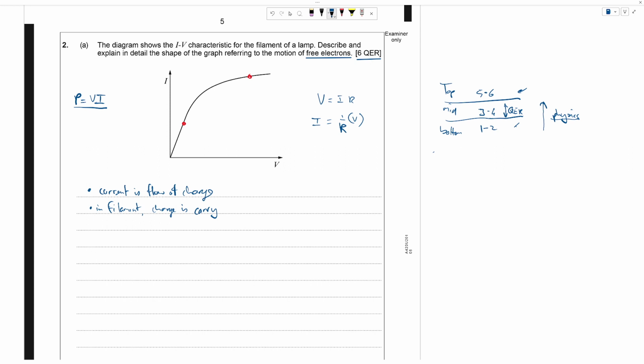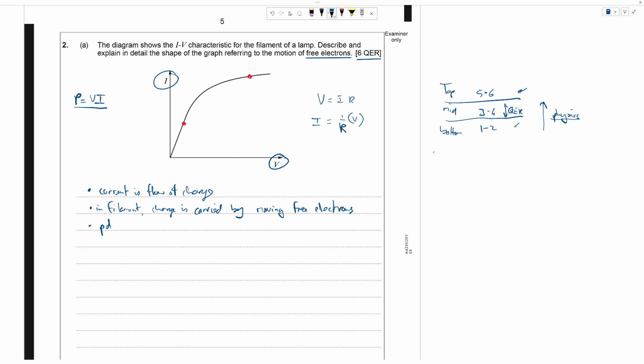Oh, that's not how you spell carried. Carried or transferred. Something along those lines. So how do we link that to V and I?